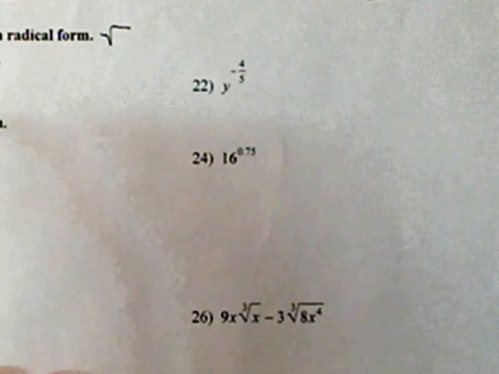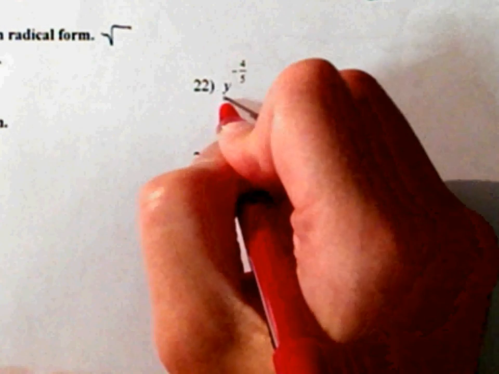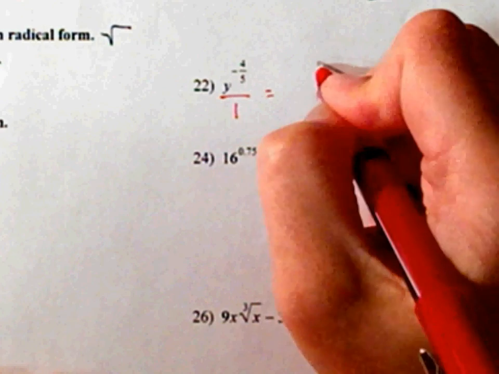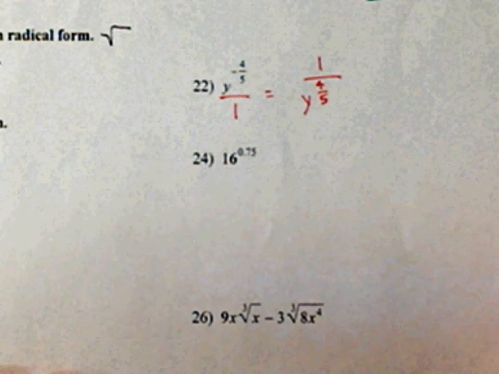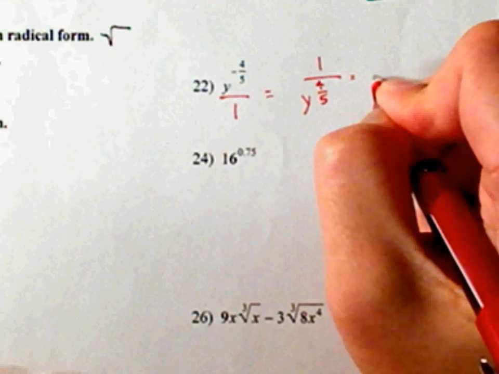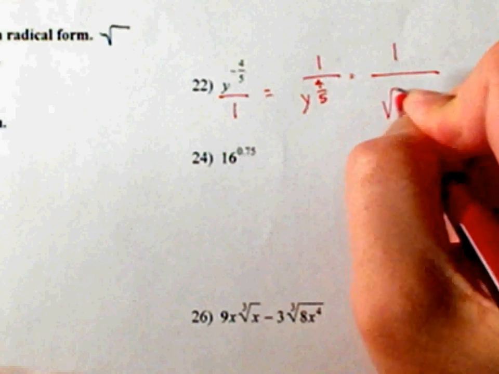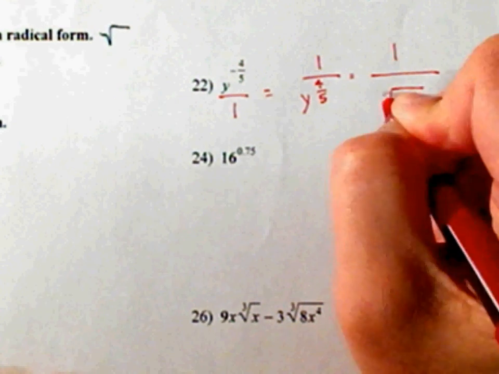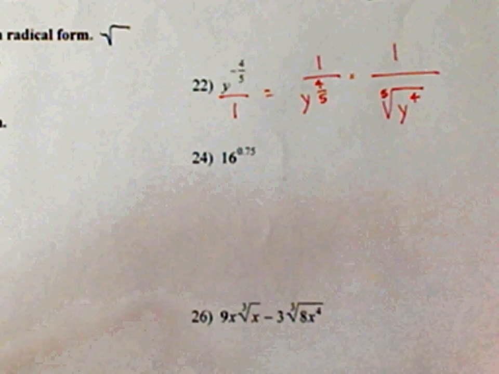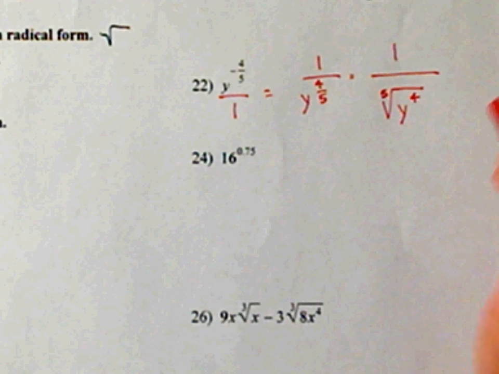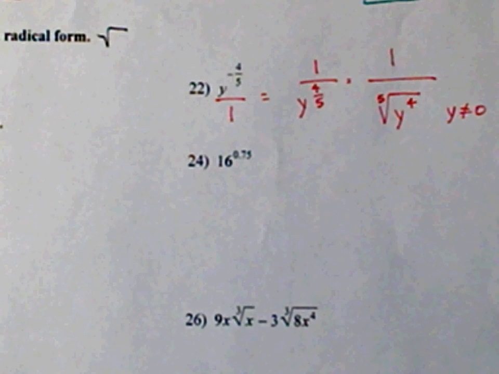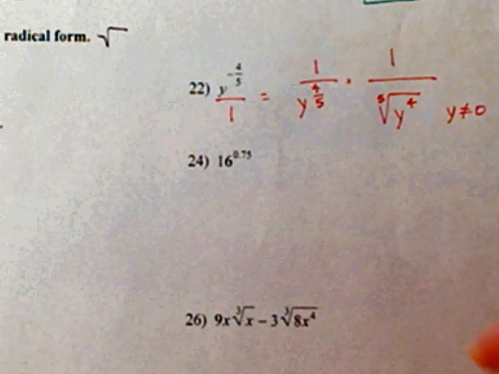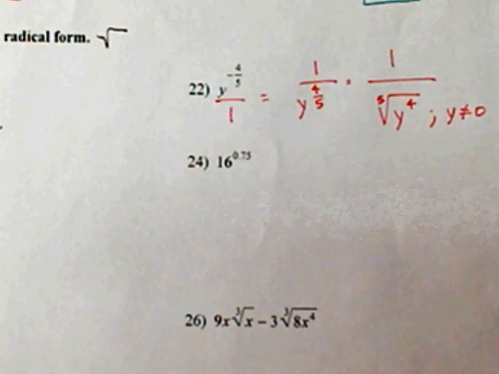22. This one's got a negative 4/5. So this is the same thing as 1 over. Let's make it positive. Y to the 4/5. Okay. Continue on. Draw your radical sign, y to the 4th with the 5th root, okay? Y cannot be 0. Just keep that in mind. All right. And you can leave it just like that for now, okay?